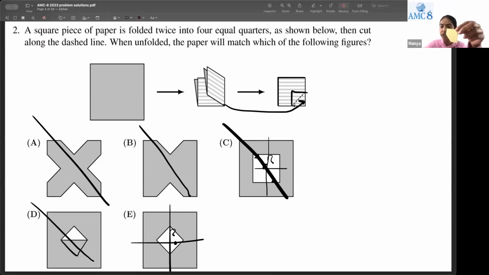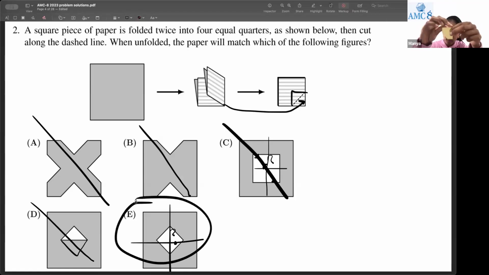So in this picture, we can try to unfold it to just prove why our answer is E. So if we unfold it, then it should be looking something like this. And then when we unfold it again, it should be looking something like this. And so that's how we got our final answer choice, E.